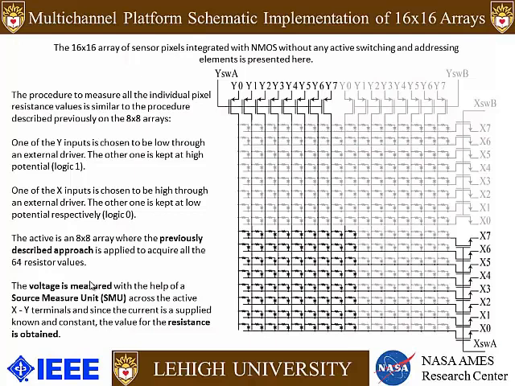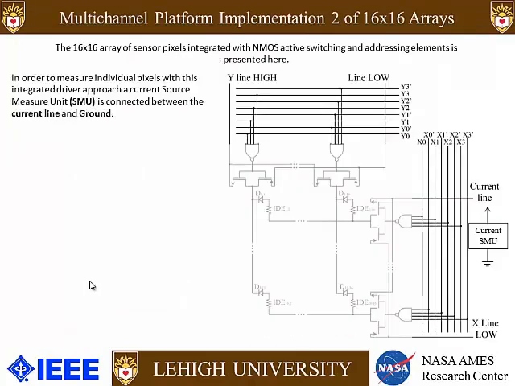So that's how we can address a very simple 16 by 16 array. And now I'm going to present and explain to you how the fully integrated array is working. The way that this works is, again, as I said before, in the current line we apply the external SMU. So that SMU will force the current to measure the voltage at that node.